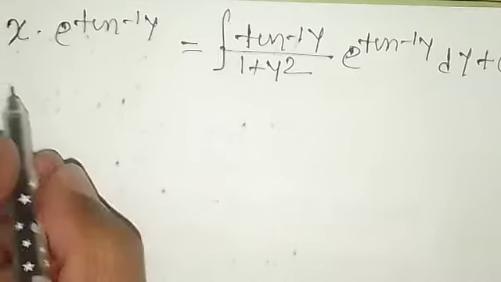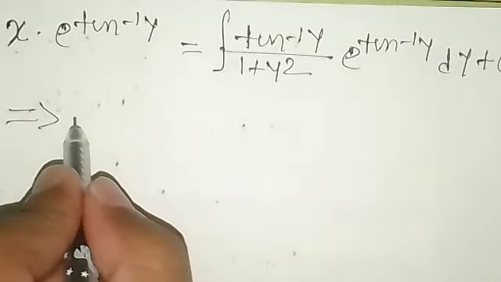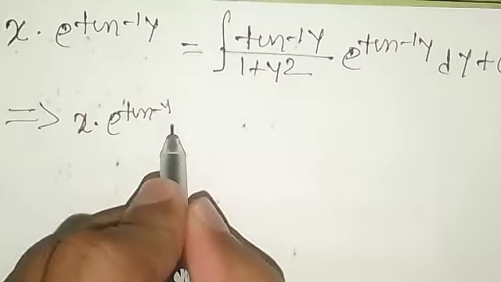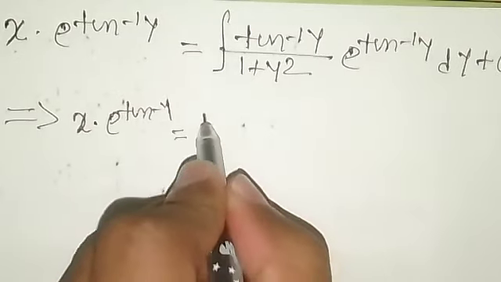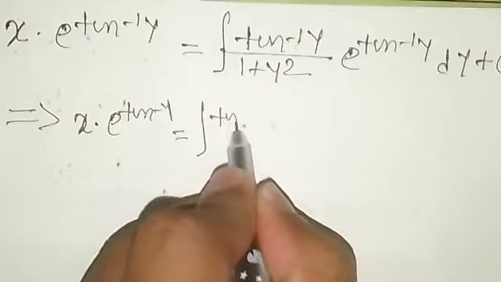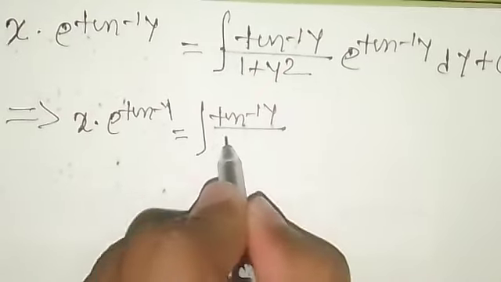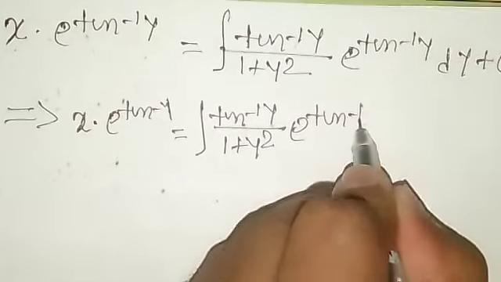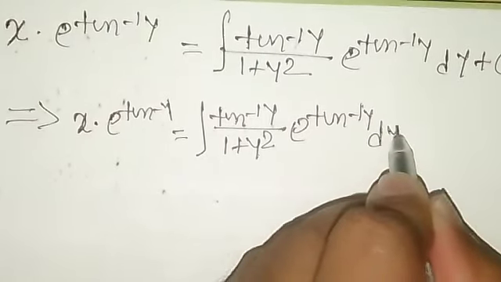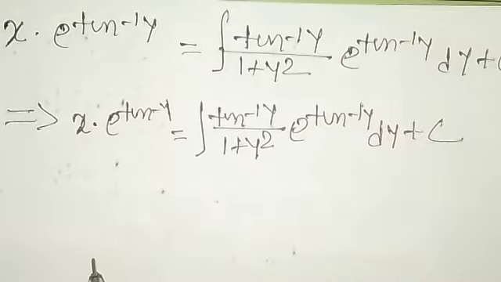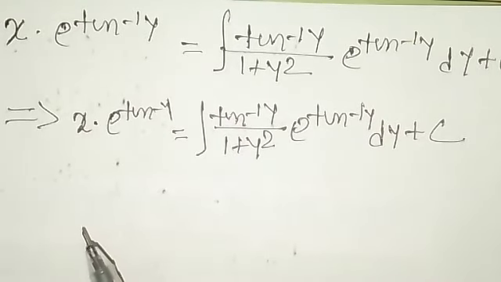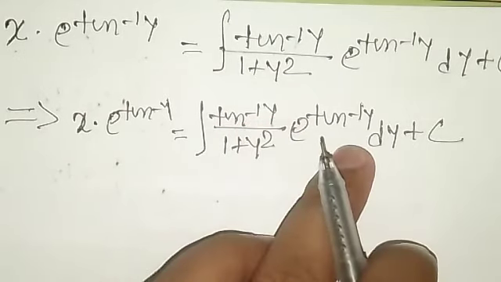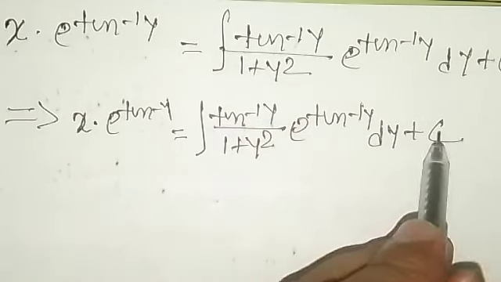Now this will be as it is: x into e to the power of tan inverse of y is equal to, again I am writing this equation, tan inverse of y by 1 plus y square, e to the power of tan inverse of y, into dy plus c. Now this term we have to simplify. So for simplification, I'll take tan inverse y equal to t.